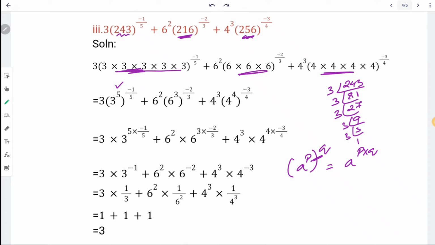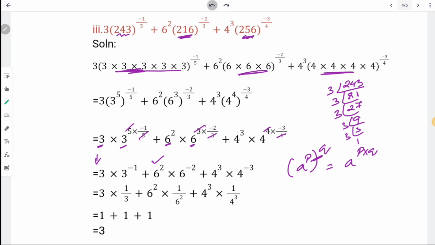If you're clear with that, I'm going to have what? 5 pq, multiply the powers here. So 5 1s are 5, 5 1s are 5, 3 1s are 3, 3 1s are 3, 4 1s are 4, 4 1s are 4. So this 3 is already here, I've written, then this becomes 3 to the power -1, 6 square is already here, then 6 to the power -2, 4 cube is here, I've written, then here 4 to the power -3.